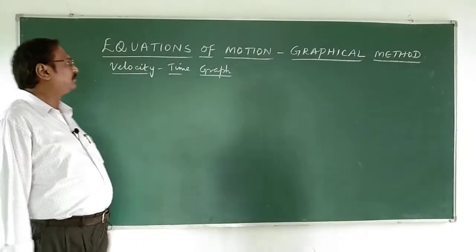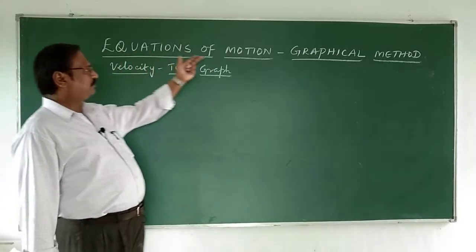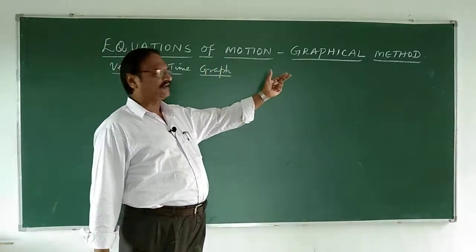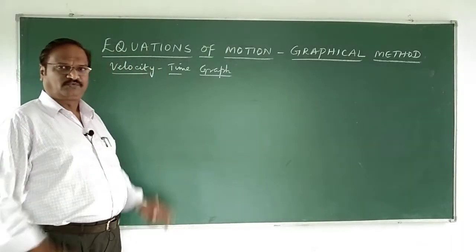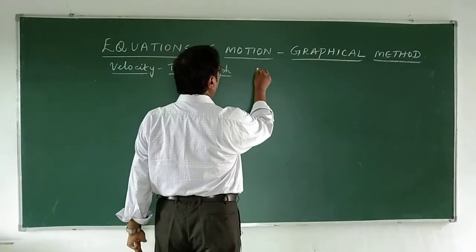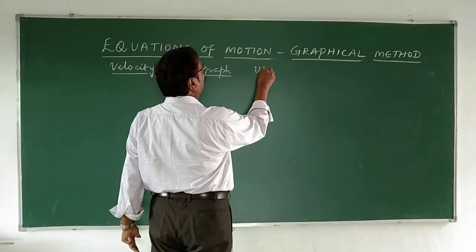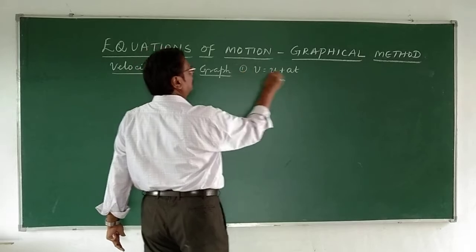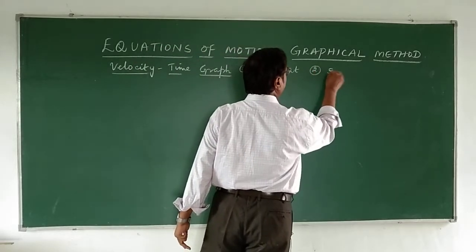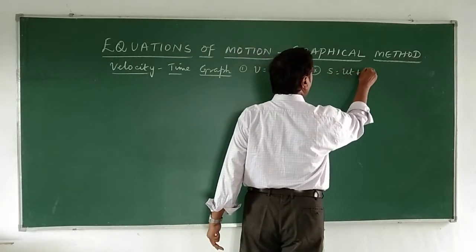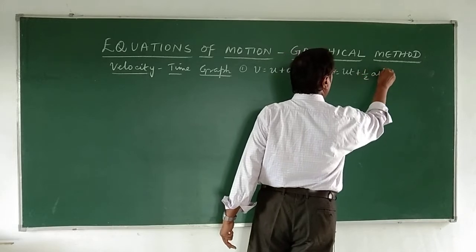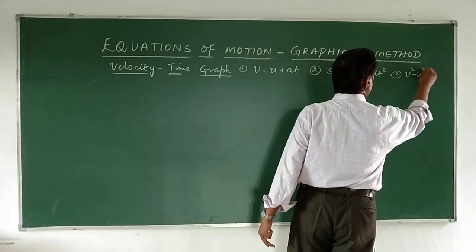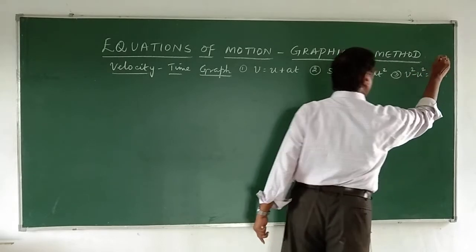Hello students, today we are going to study equations of motion and we will derive them using the graphical method. First, what are the equations of motion? The first equation is v = u + at, the second equation is s = ut + ½at², and the third equation is v² − u² = 2as.